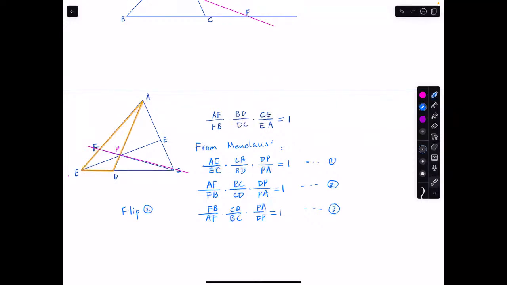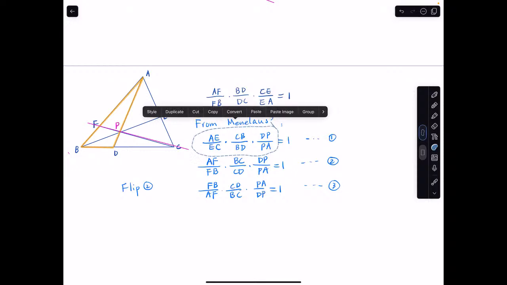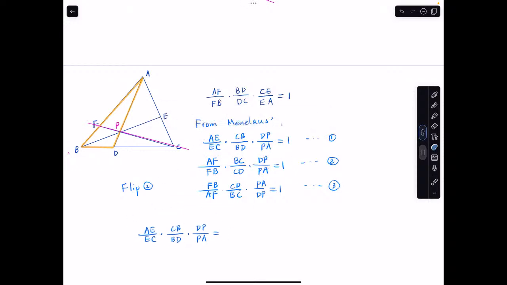Now what we're going to do is multiply the first one and the third one. Let's do that. I'm going to be lazy and copy paste. I have this one here, duplicate it, and I have the other one, which is the third one. I'm going to duplicate this, and multiply these two, which is going to equal 1.